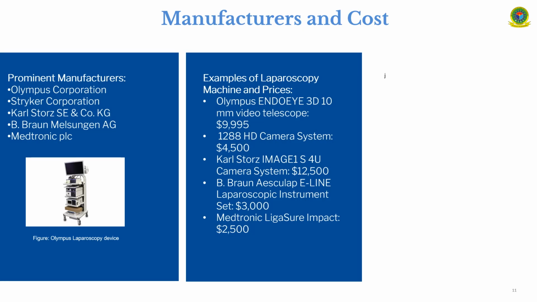Manufacturers and cost. There are several manufacturers like Olympus Corporation, Stryker Corporation, Medtronic, etc. And depending on the type and quality of the devices, their prices vary. Like the Olympus Endo Eye 3D 10 millimeter video telescope's price is around 9,995 US dollars, and the Karl Storz Image1 S4U camera system's price is around 12,500 US dollars. So the price varies depending on the company or the quality of the device.